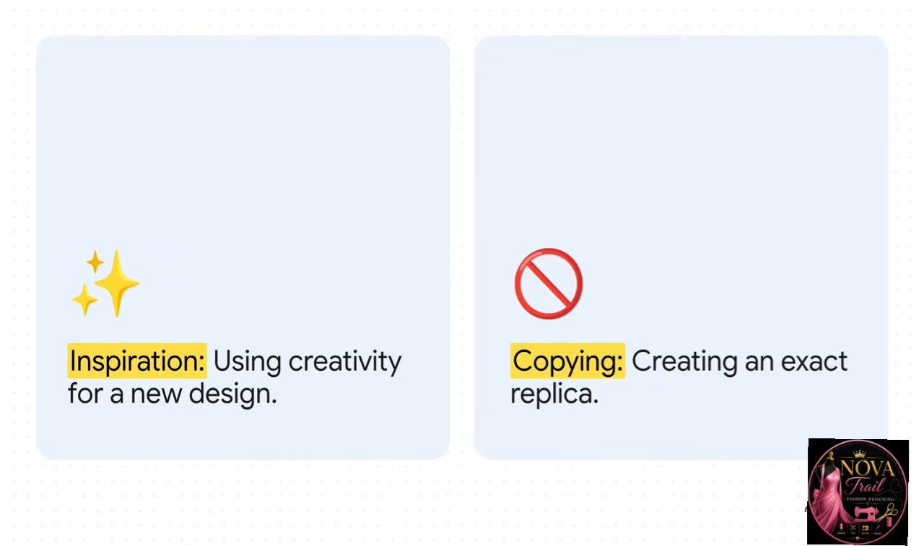Inspiration means looking at a reference. Say you're obsessed with the shape of a particular dress, and then using your own creativity to change the colors, swap the fabric, or add your own unique detailing. It's highly creative and totally above board. Copying, on the other hand, means creating an exact replica without changing a thing. We are designers, which means our job is to create, not to just clone someone else's hard work.